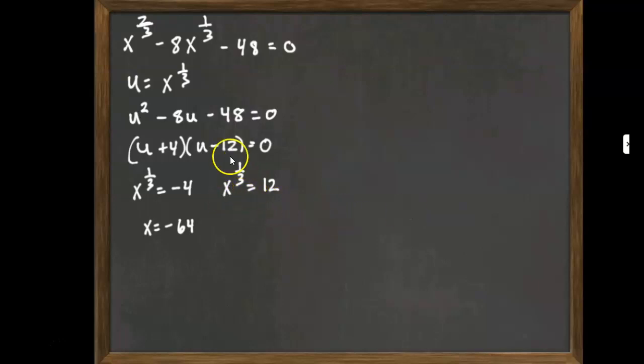And then same thing over here, raise it to the third power. And we would have x equals 12 to the third, which is 1728. So now we've solved this equation of quadratic type.